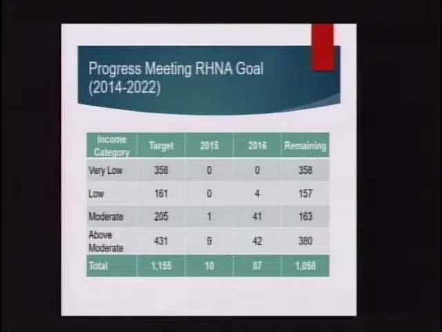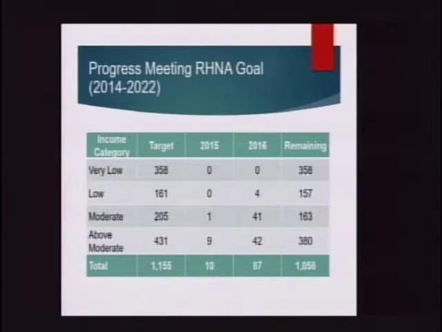So for example, thus far, 2 years into this cycle, we have not produced any housing in the category of very low, 4 units in the category of low, 41 this past year, 42 total in the category of moderate. In the category of above moderate, we've produced a total of 51. At this point, 2 years in, we've produced 97 units toward our overall goal of 1,155 units.